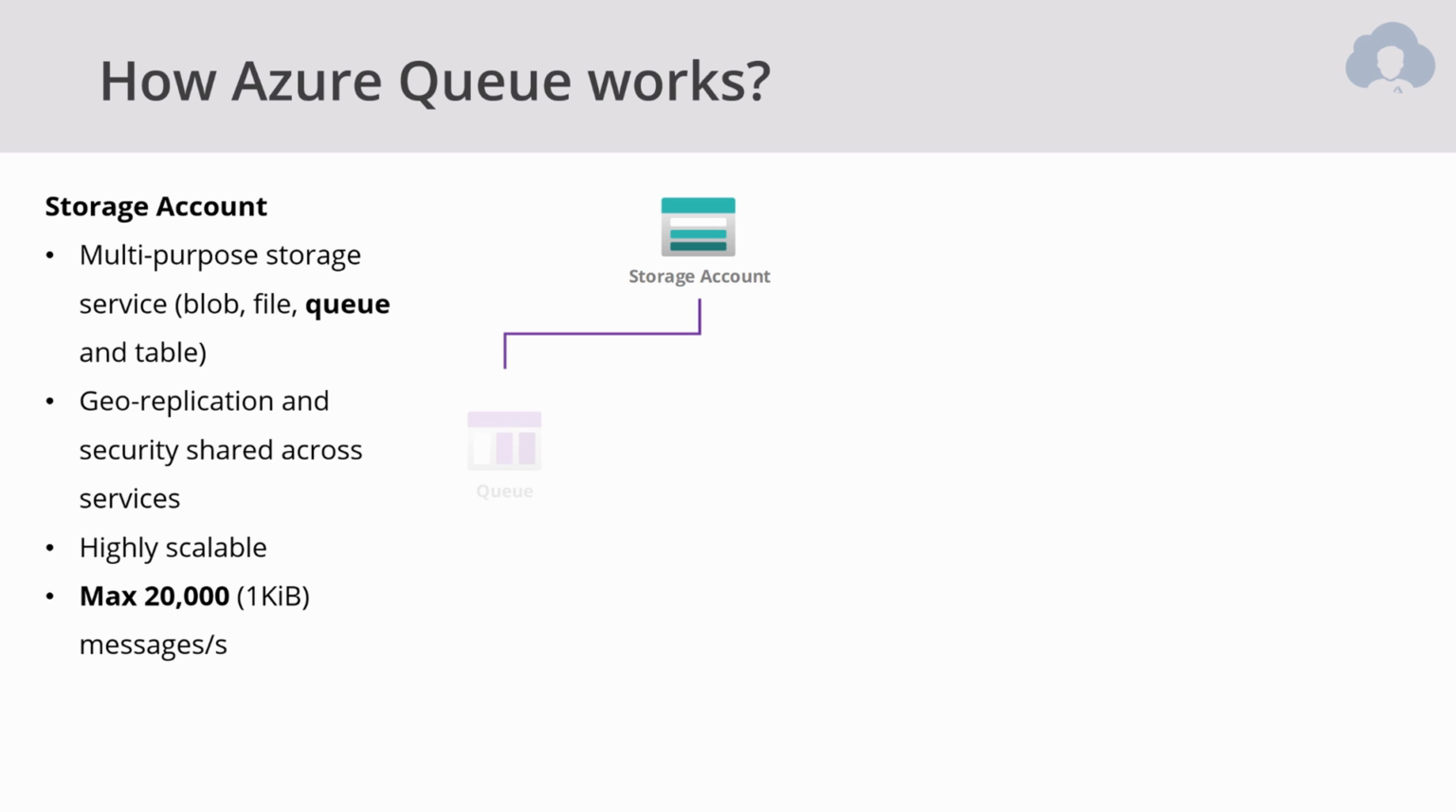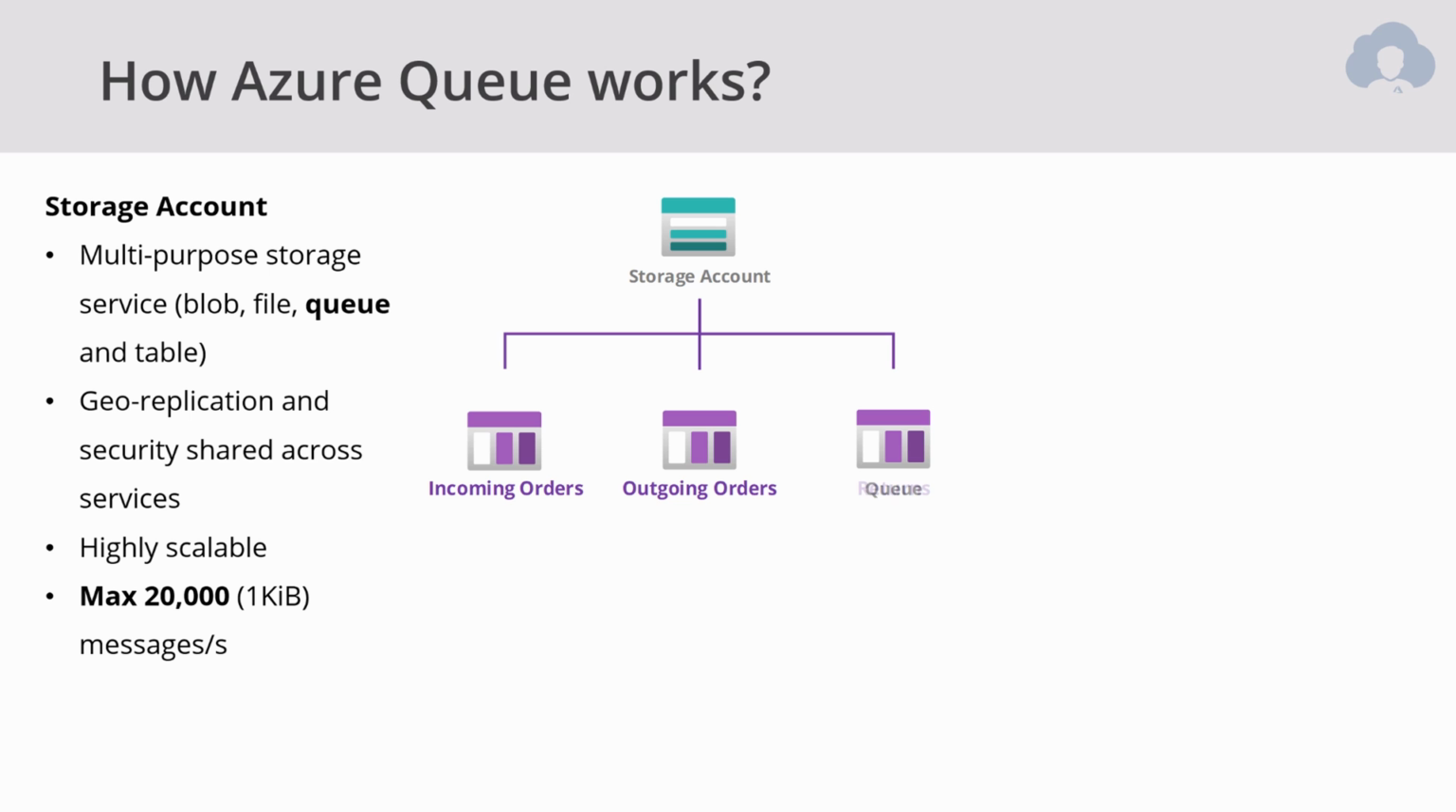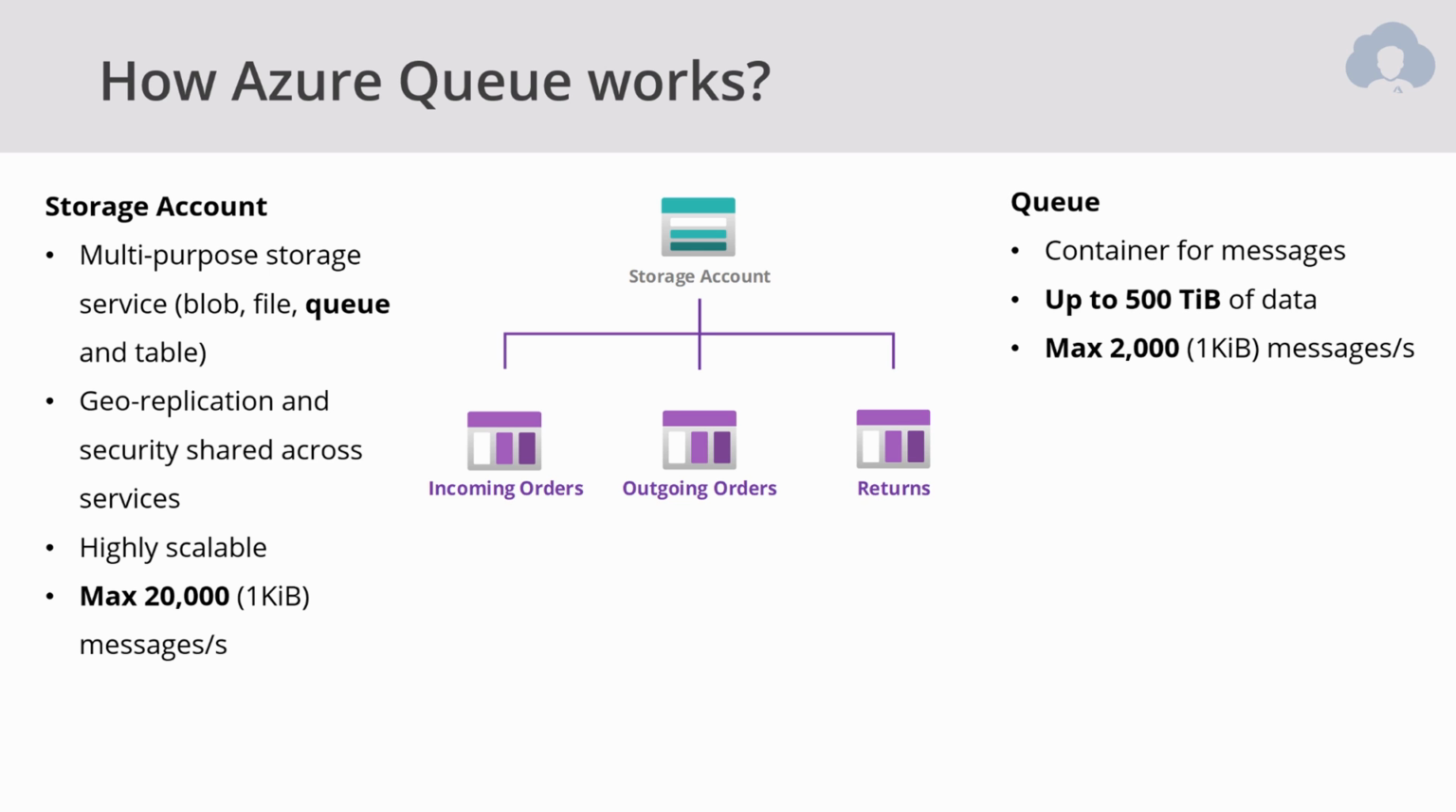Second of all, under each storage account you can have one or multiple queues, usually separate queues by your business logic, like you can have incoming, outgoing orders and returns and process them separately. But each queue is a container for your messages and it can store up to 500 terabytes of data. So it's pretty much limitless scalability.